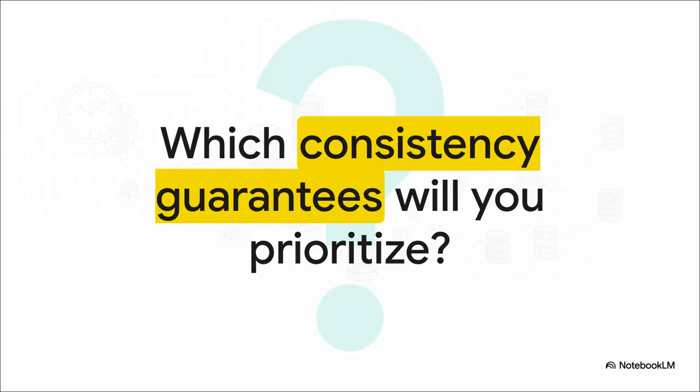Given these trade-offs, which consistency guarantees will you prioritize in your next application design? Will you favor absolute speed and availability, or will you invest the heavy engineering effort to guarantee monotonic and read-after-write consistency? The choice entirely depends on what your specific users actually need. I hope this explainer gave you the structured knowledge you need to make that decision confidently.